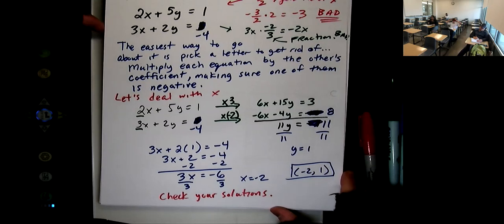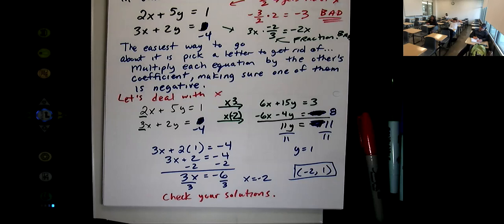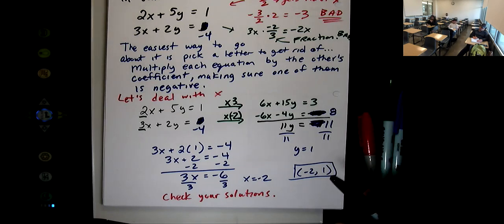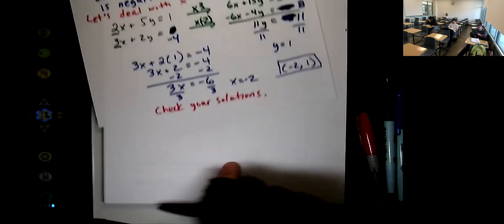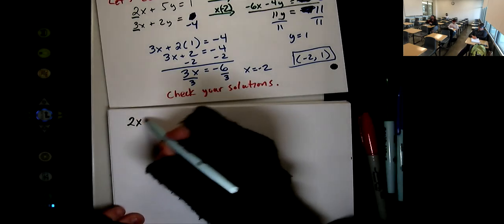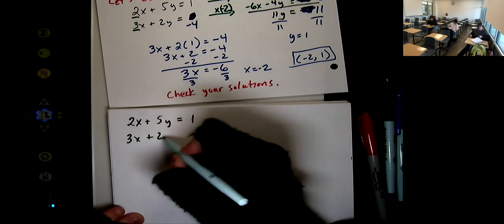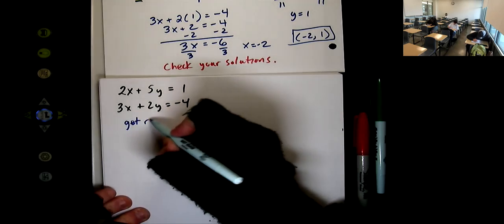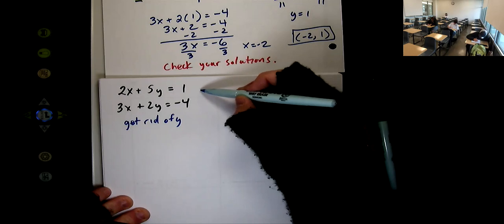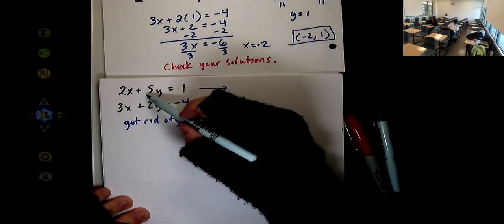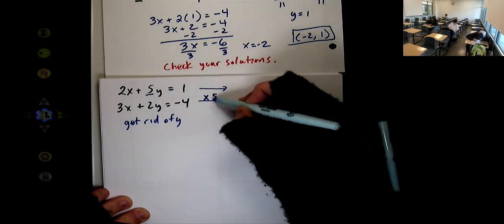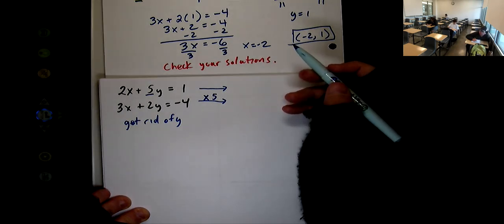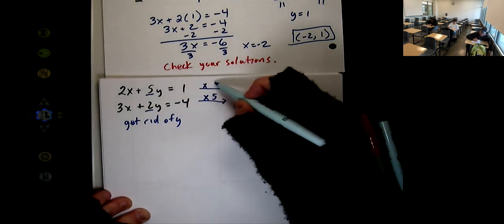If we had wanted to get rid of the other one, I'm gonna rewrite those equations. And now if we wanted to get rid of y, this has a 5 in front of it, so I'm gonna multiply this line by the 5. This line has a 2 in front of it, so I'm gonna multiply the other line by a 2.